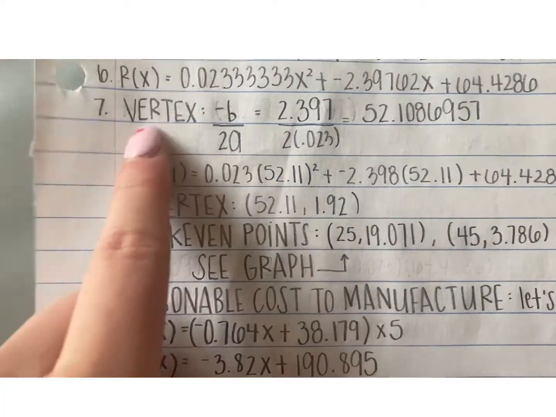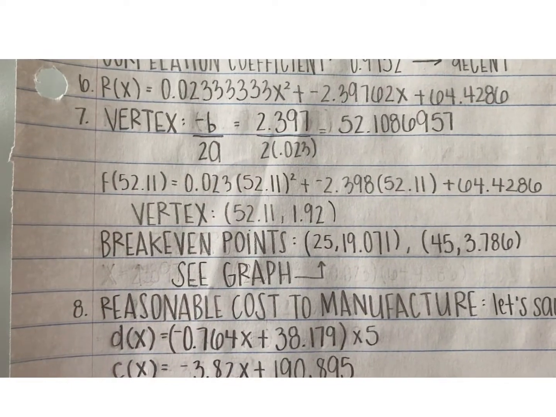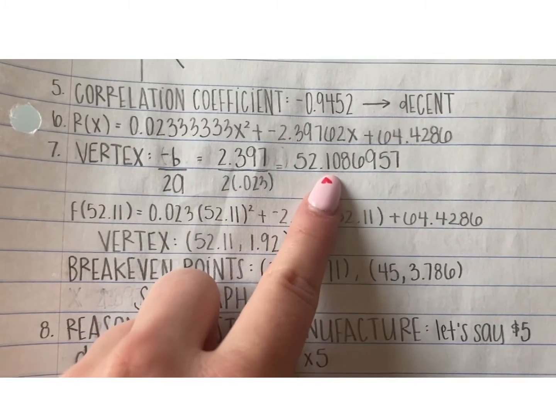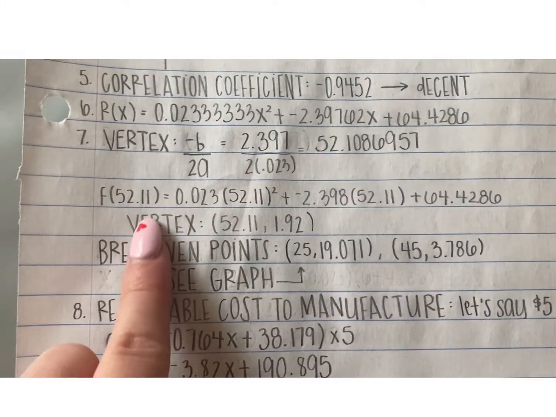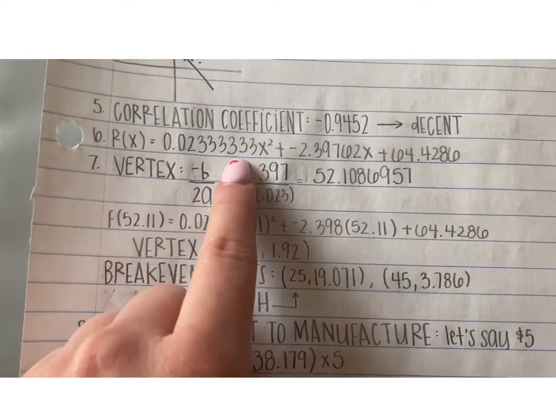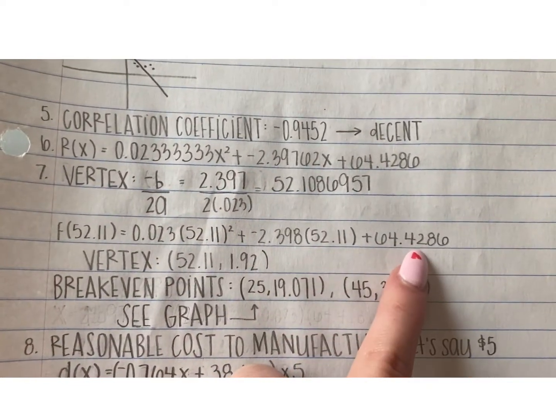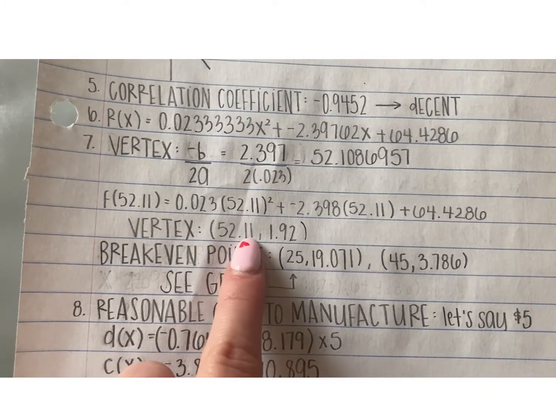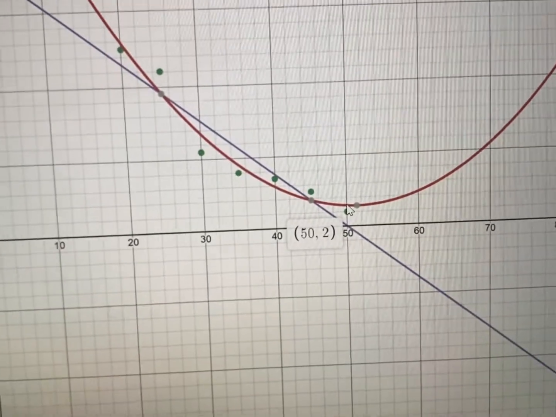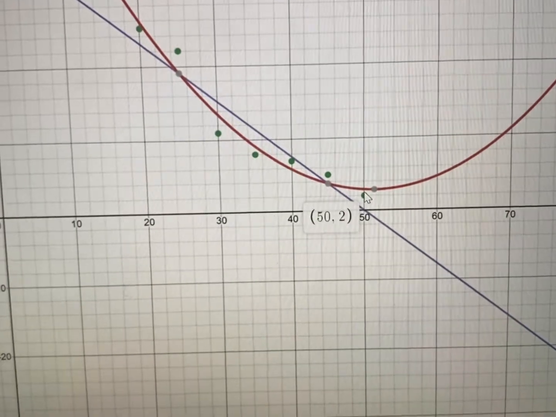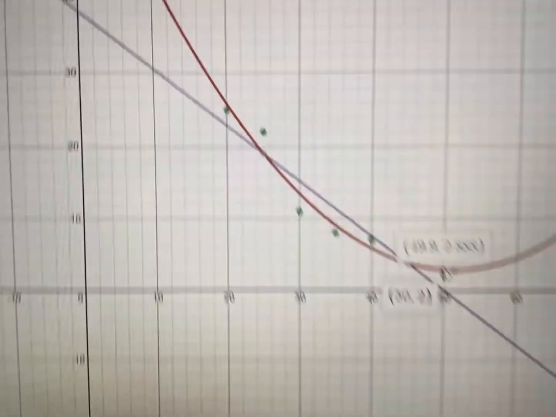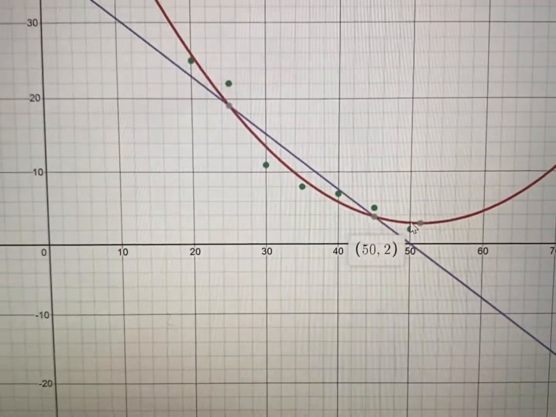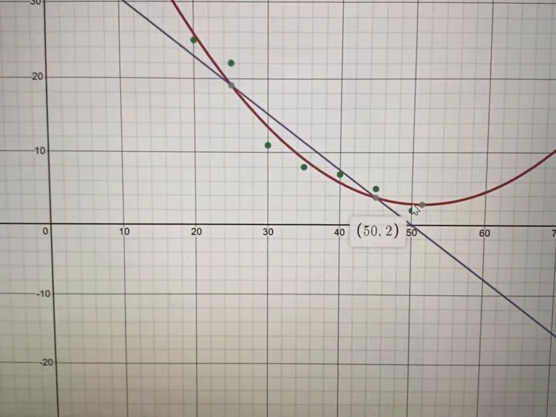So I know it's a little confusing, but number 7, to find the vertex, you do negative b over 2a. So we plug these in, a, b, c, and we get 52.11. And then you're going to plug that into this equation in order to get the y value. So we plug that in and we get 1.92, so our vertex is 52.11, comma 1.92. We can then go into Desmos and click on the vertex point and see that it's pretty close to what we got. We did round numbers, so it might be a little different, but it's close.